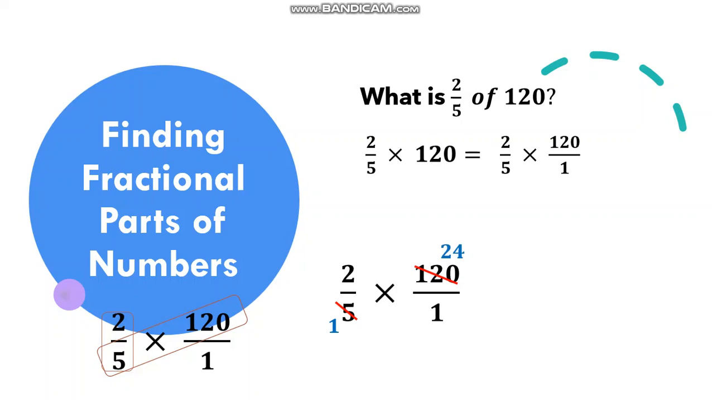Since we cannot reduce the numbers any further, let's multiply across. 2 times 24 gives us 48, and 1 times 1 gives us 1. So our fraction now becomes 48 over 1. And remember, a whole number over 1 is still a whole number. So 2/5 of 120 is 48.